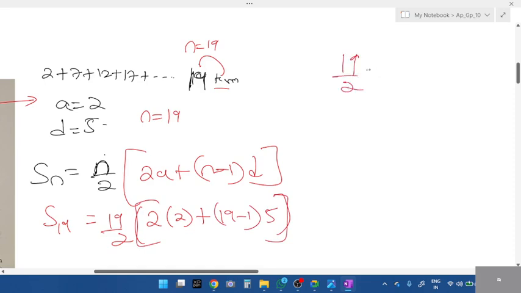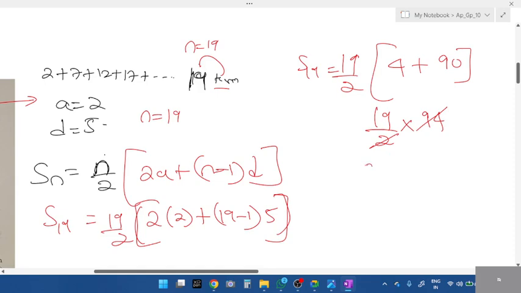19 divided by 2, 4 plus 18 into 5, 90. 19 divided by 2 into 90 plus 4 is 94. Complete this. All of you will complete. Tell me the answer, students.